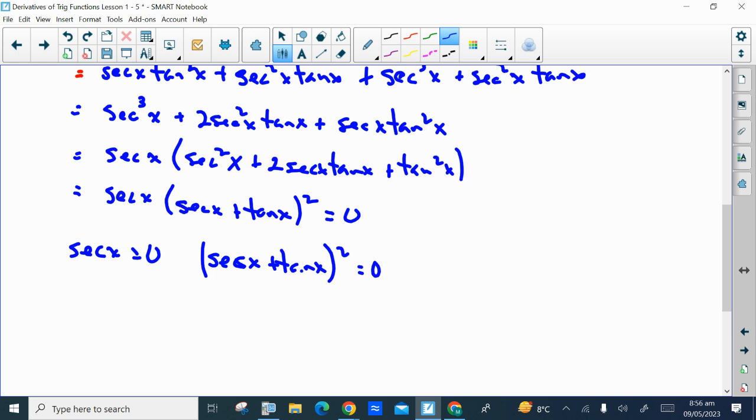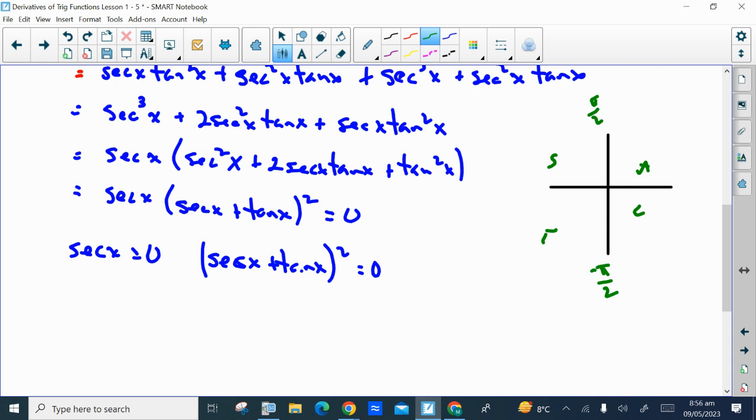Now, we want to find out what's happening between negative pi on 2 and positive pi on 2. So, here's negative pi on 2 there. Positive pi on 2 is here. If we use the CAST rule, we're in the C quadrant and the A quadrant. So everything's positive in the A quadrant. In the C quadrant, cosine is positive, which means the secant is positive.